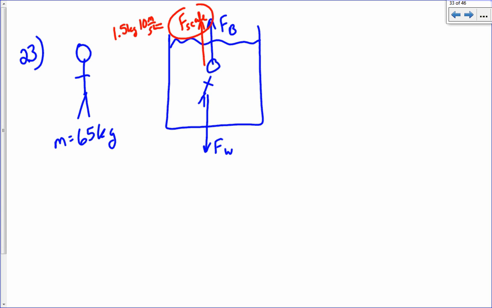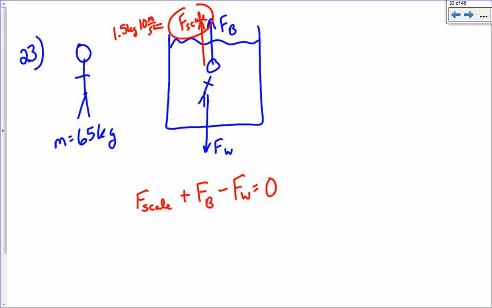So I want to know what mass of water does he displace? All right, well I can say then that this apparent mass, I'm going to write it as this F scale, plus the buoyant force minus the force weight is equal to 0. That's from Newton's second law. I just sum up those vectors. Add the ones that are going up, subtract the one that's going down.